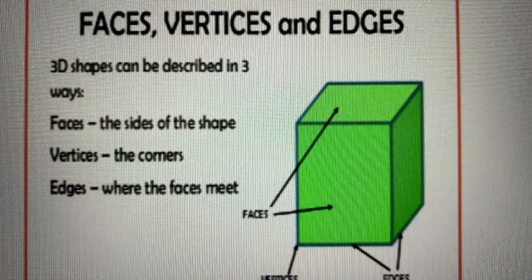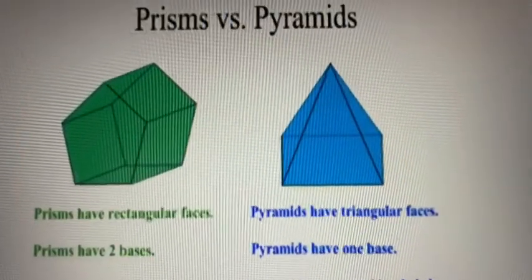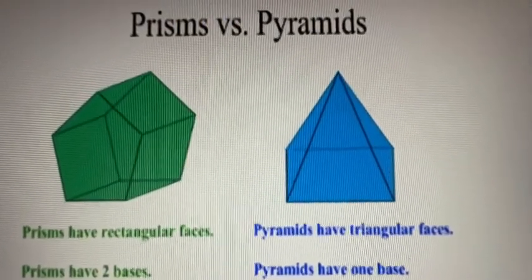Three-dimensional shapes can be described in three different ways: by their faces, their vertices, or their edges. The faces are the sides of the shape, the vertices are the corners, and the edges are where the faces meet. We have prisms and pyramids.